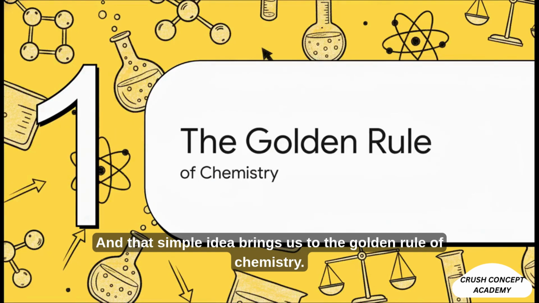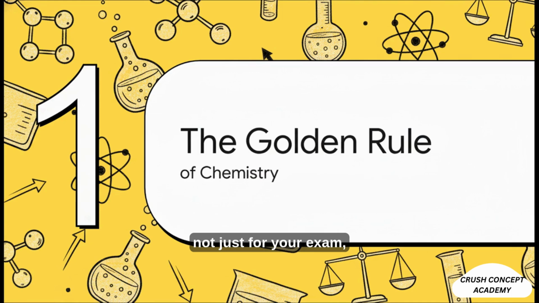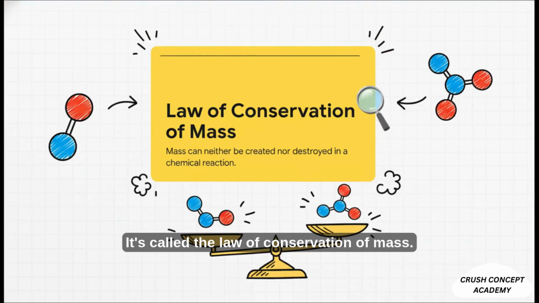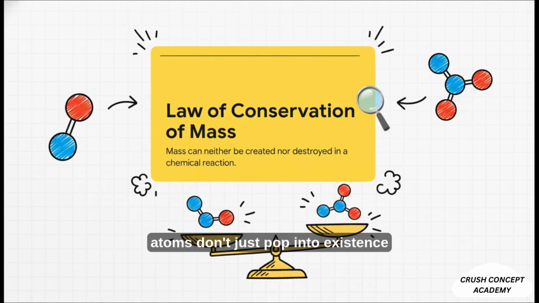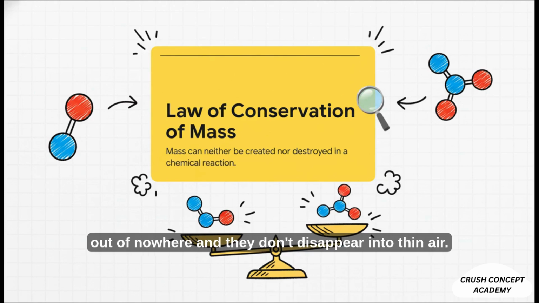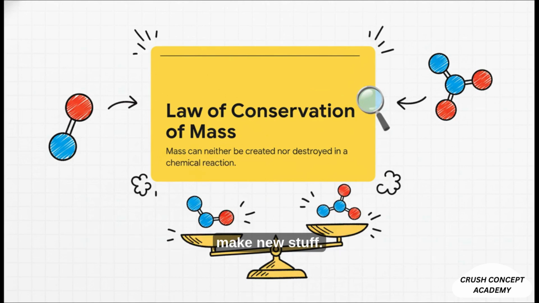And that simple idea brings us to the golden rule of chemistry. Seriously, this is the one thing you absolutely have to know, not just for your exam, but for pretty much all of chemistry. It's called the law of conservation of mass. Now, I know that sounds super formal, but all it really means is that when a chemical reaction happens, atoms don't just pop into existence out of nowhere, and they don't disappear into thin air. Nope, they just shuffle around and rearrange themselves to make new stuff.